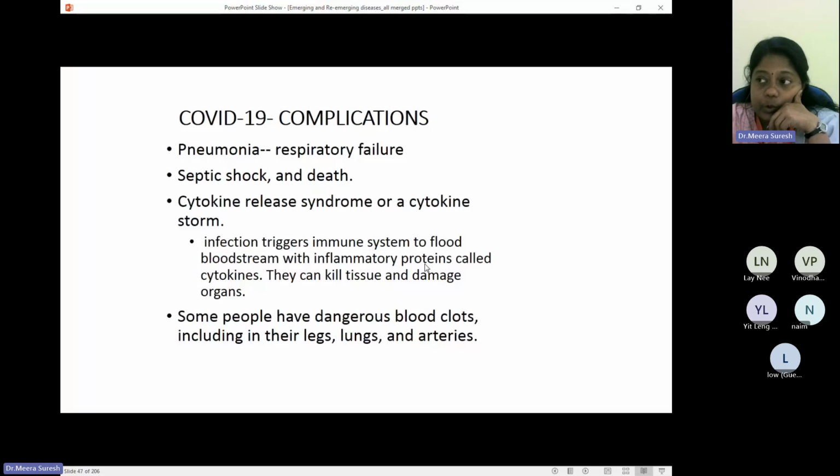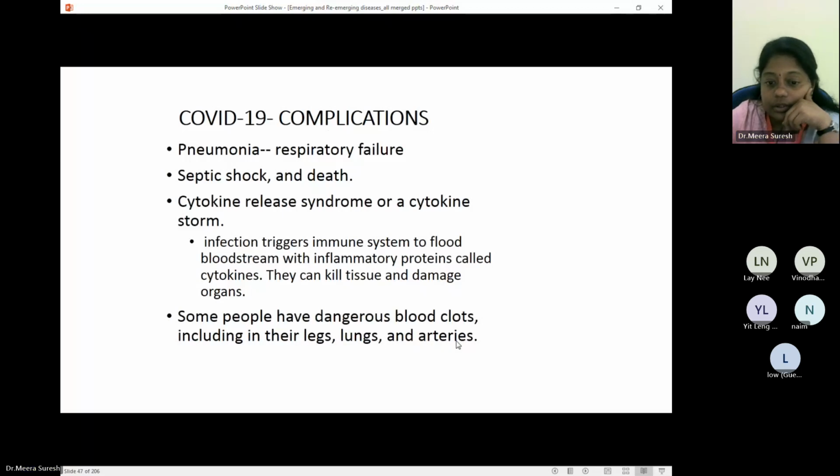All the immune cells, especially the neutrophils, dendritic cells, and macrophages, which are the first line of defense, and even the eosinophils, get highly activated and release those chemicals, the cytokines. And this can kill tissue and damage organs. So the cytokine release syndrome, or cytokine storm, was one of the most important reasons why COVID-19 resulted in a high rate of mortality. Some people have dangerous blood clots, including in their legs, lungs, and arteries.